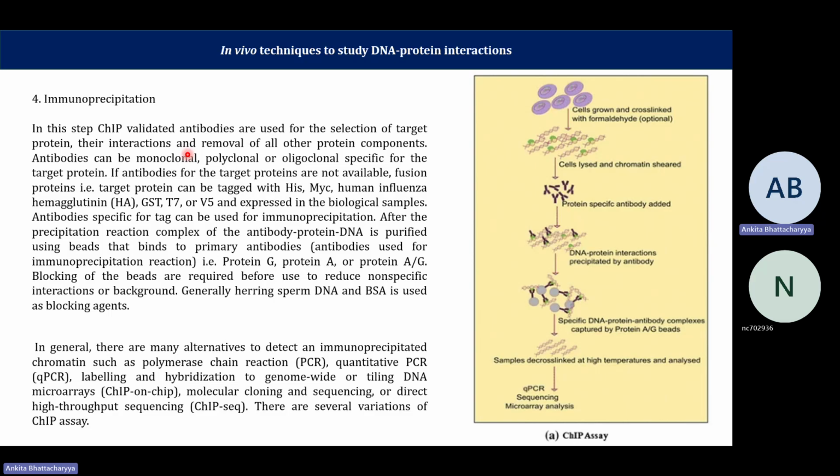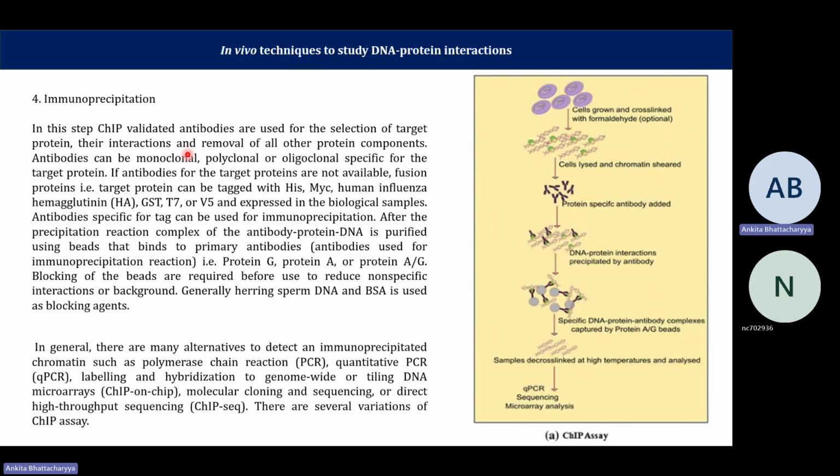Preferably, always you should go for monoclonal, and you should make sure that the epitope that it binds to is something that is exposed on the cell surface, and it is not present at the interface where the DNA and your protein of interest interact with each other, because that is going to compromise your results.